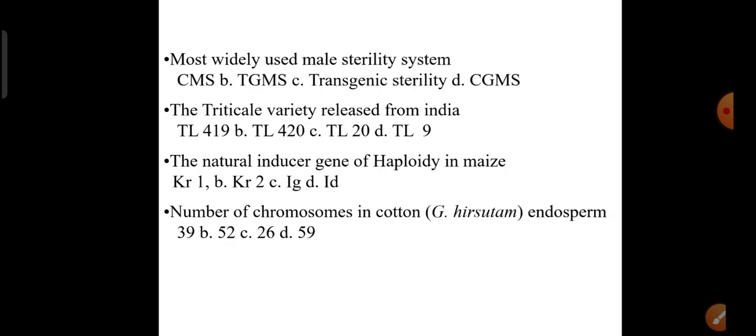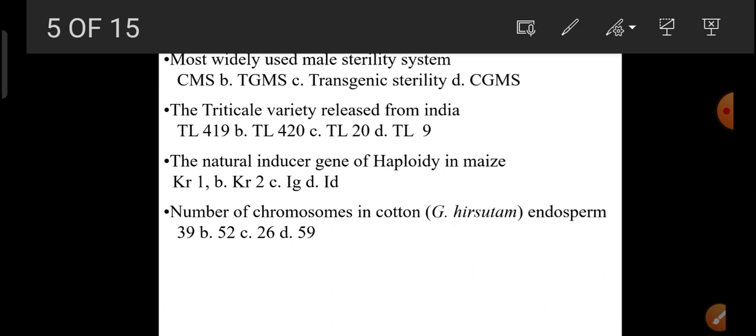Next is most widely used male sterility system. Four options: CMS, TGMS, transgenic sterility, CGMS. CMS is cytoplasmic male sterility, TGMS is thermosensitive genetic male sterility, then transgenic sterility is also one of the kind of genetic male sterility, then CGMS, which is a three-line system. Okay, most widely used one is CGMS.